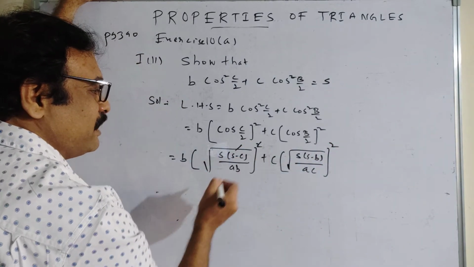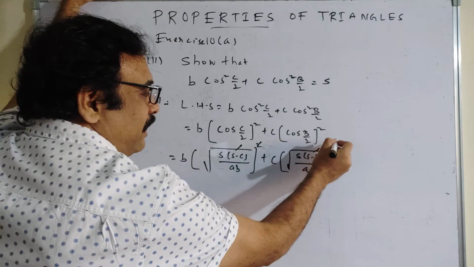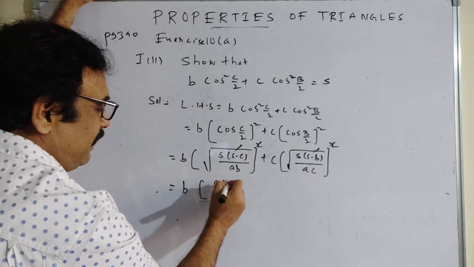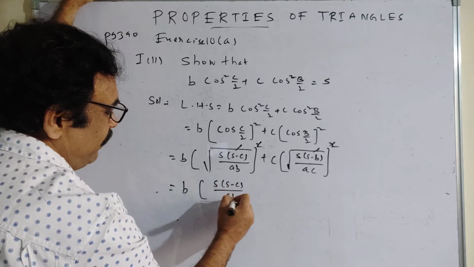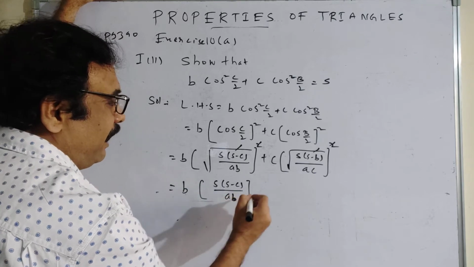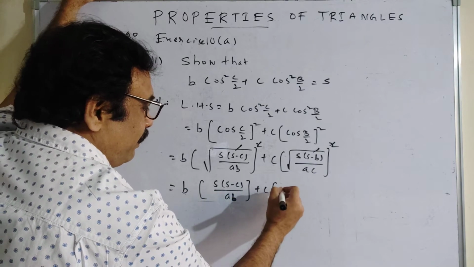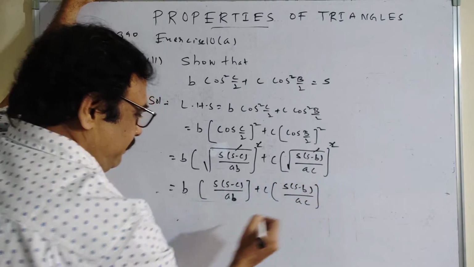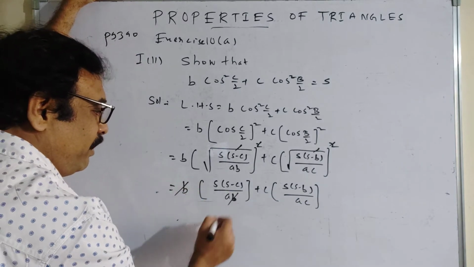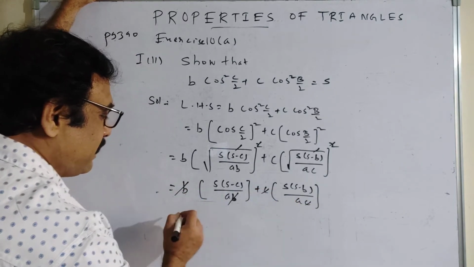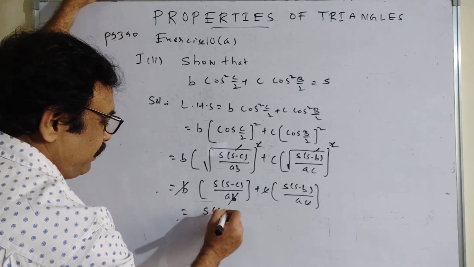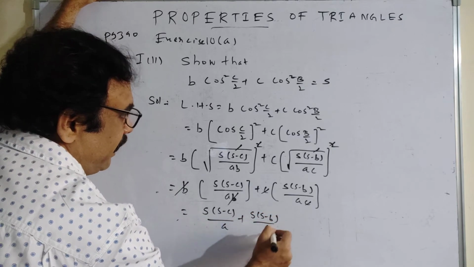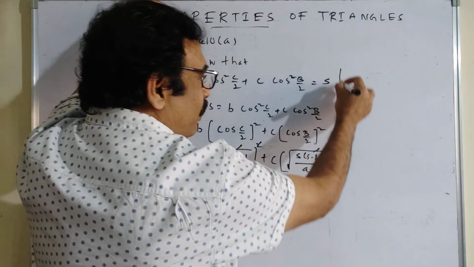As we know, the square and square root get cancelled. Upon cancelling, what exactly are you going to write? b into s into s minus c by ab, and c into s into s minus b by ac. Here b and b get cancelled, c and c get cancelled. I am getting s into s minus c by a, and s into s minus b by a. Now I'll move on to the other side of the board.